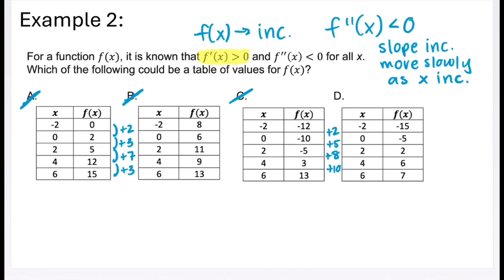Then we go from negative 15 to negative 5, so that's up 10. Negative 5 to 2 is going to be up 7. Then we're going to be up 4. And then we're going to be up 1. So here's the one that's going to fit the criteria the best, because it is increasing the whole time, but as x increases, the slope is increasing more slowly. Okay, so the increase is slowing down as we move up the graph, which means it's going to be concave down. So it increases faster, and then it starts to slow down, which means the graph is concave down. So that's going to be D.